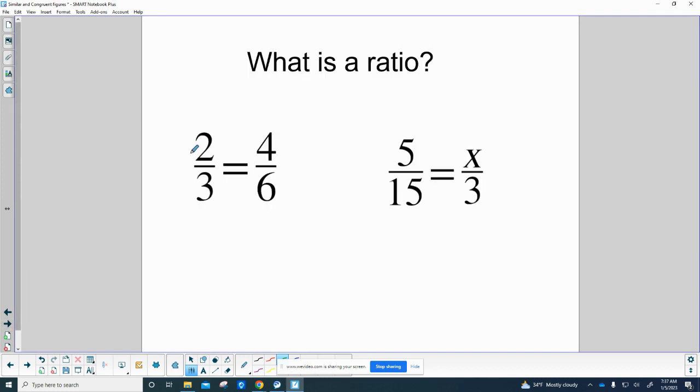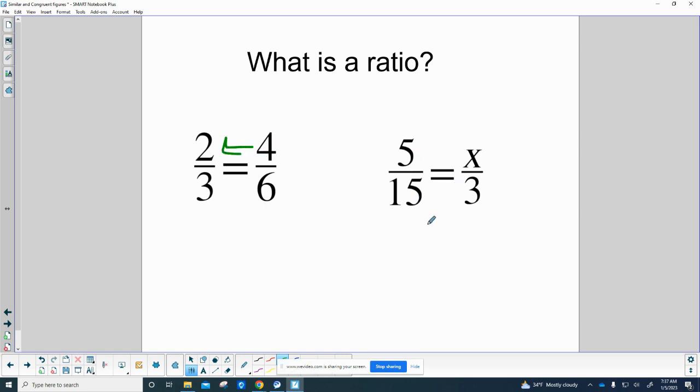Okay, now what is a ratio? Well, a ratio is just a fraction that shows a relationship between two different fractions or two different numbers. Now in this case, we've got a ratio 2/3 is equal to 4/6. If you take 4/6 and simplify, you get 2/3.